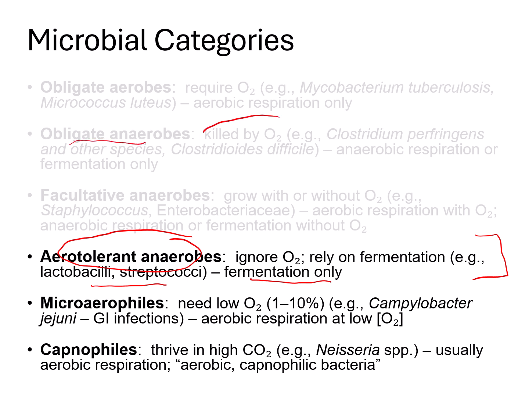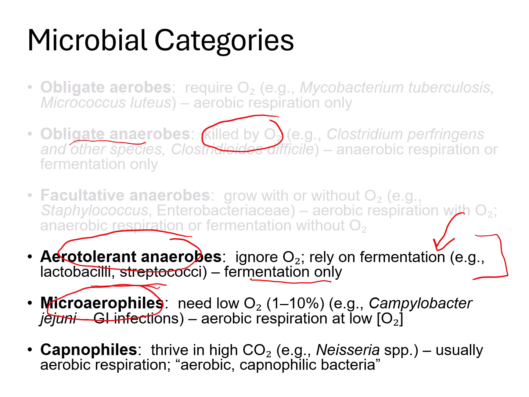Remember, obligate anaerobes are killed by oxygen because they don't have those enzymes to neutralize or get rid of reactive oxygen species, whereas aerotolerant anaerobes can tolerate oxygen. These must have at least one of those enzymes to get rid of those reactive oxygen species.